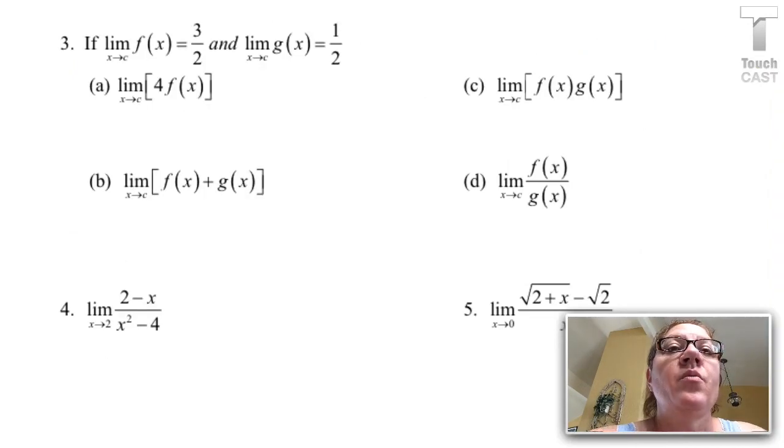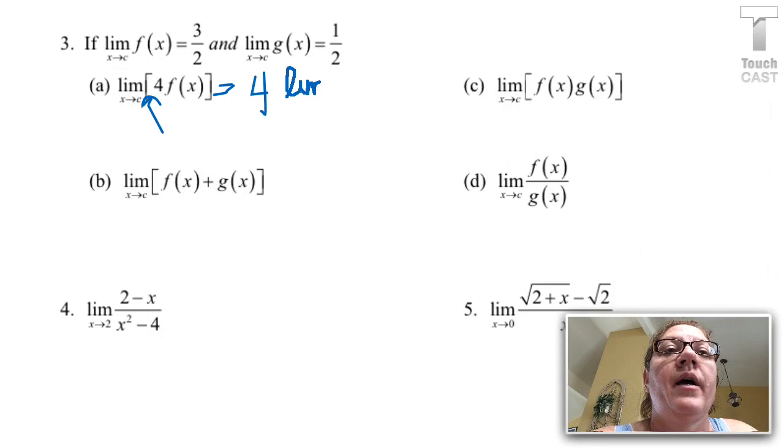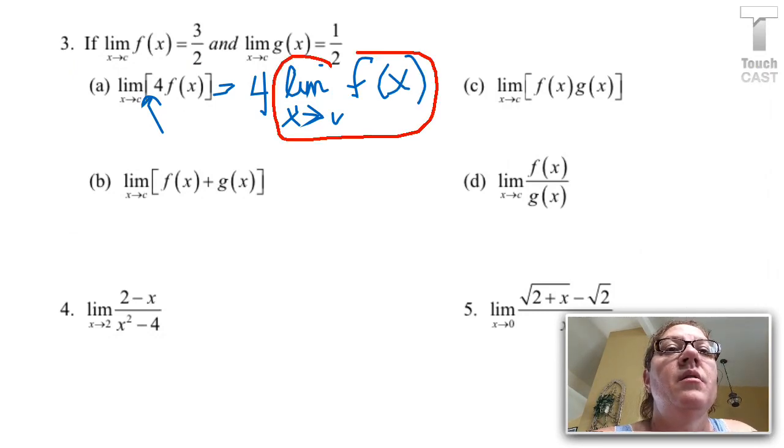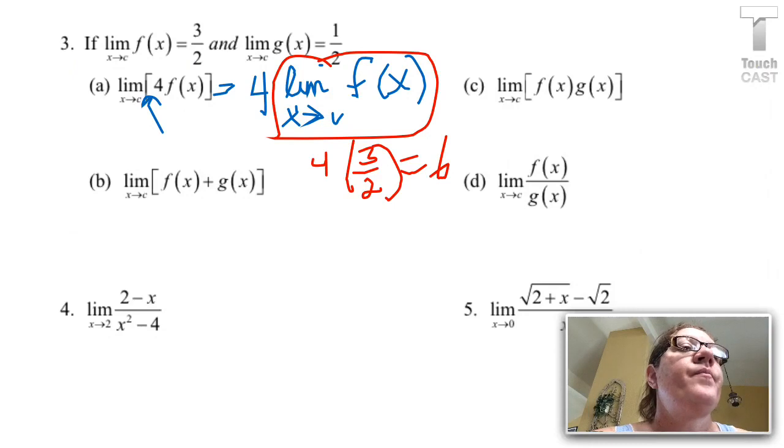On this next one, we're using some given information that we already know about some of the limits and using some of our limit rules. So remember, if I have a coefficient on here, I can pull it out. And so then I look at 4 times the limit as x approaches c of f of x. And then I say, hey, I happen to know this. It's 3/2. So I'm doing 4 times 3/2, which is 6.